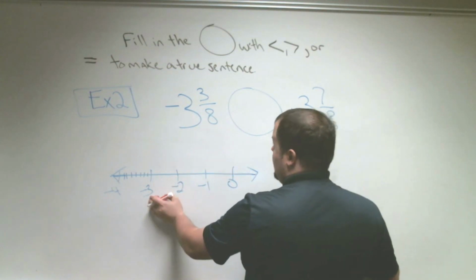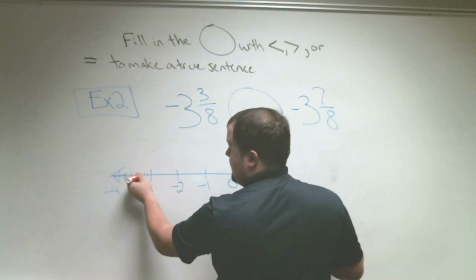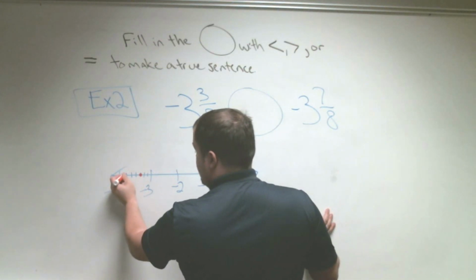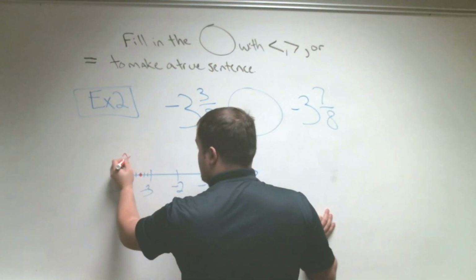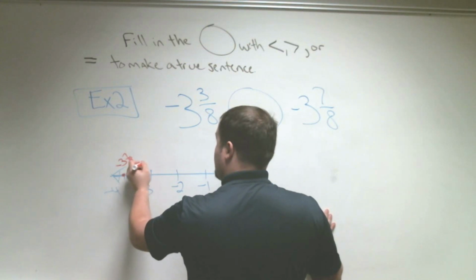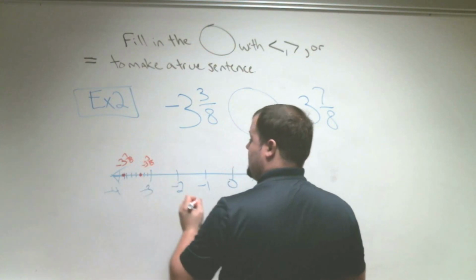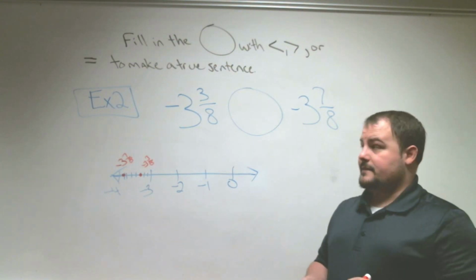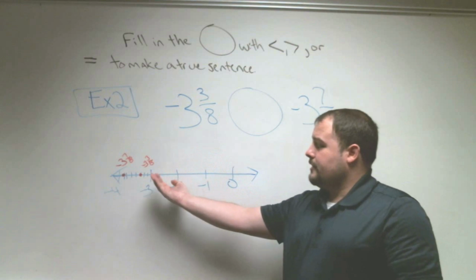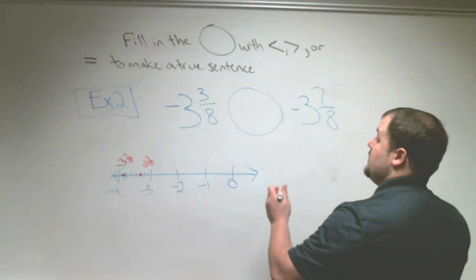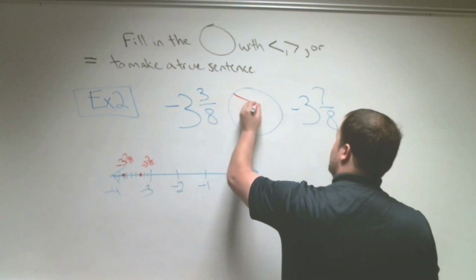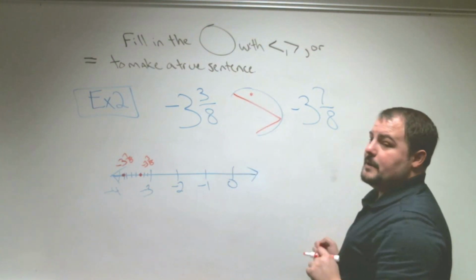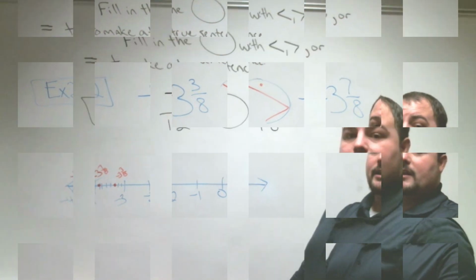Well, -3 and 3/8, 1, 2, 3, that's right here. -3 and 7/8, that's right here. So 7/8 is at the end. -3 and 3/8 is at the beginning. So again, I want to say which one's bigger. Well, in this case, I see that -3 and 3/8 is actually closer to 0, so that's the bigger number. So this number is bigger than the other number. So Pac-Man eats the bigger number, so Pac-Man's going to eat the number on the left.